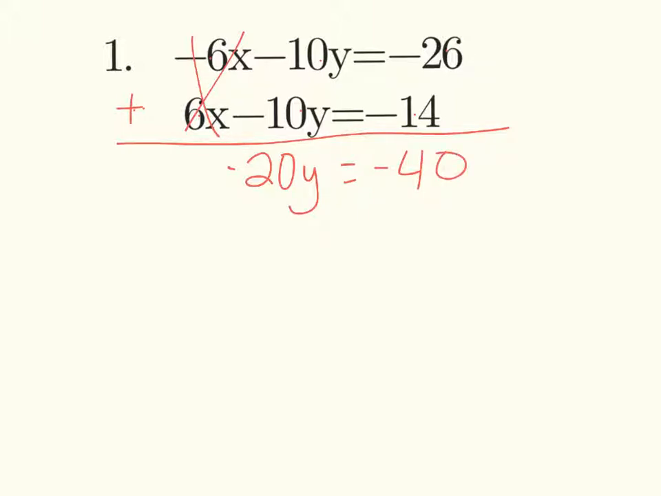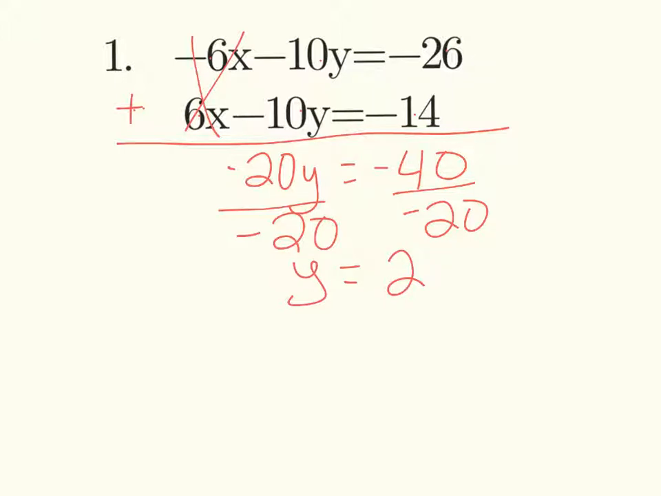Elimination's nice because once you eliminate a variable, you're left with a one-step equation. So we're going to divide by -20 to get y equals +2. Negative divided by negative is positive. We do have to find x, so we're going to have to plug the 2 back into one of the equations. I'm going to choose to put it into this y here. When we do that, we're going to get 6x minus 10 times 2 equals -14, and we're going to solve for x.